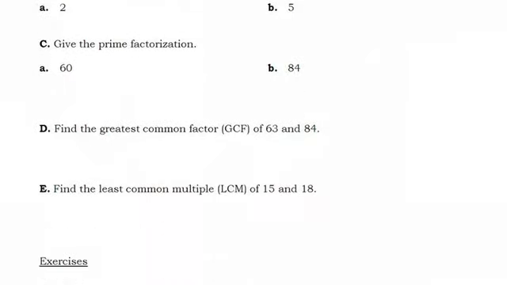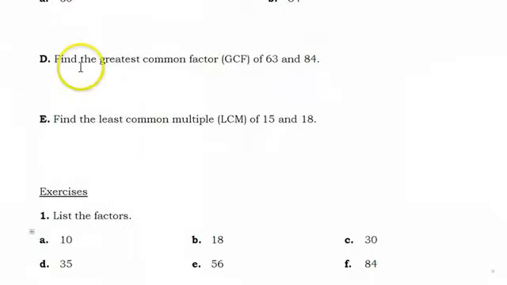I have 2 more examples. The first is find the greatest common factor of 63 and 84. There are a couple methods to do this. You can use the prime factorizations, but I'm going to show you a different method that just has you list out the factors and then you look for the largest one. So we're going to start with 63.